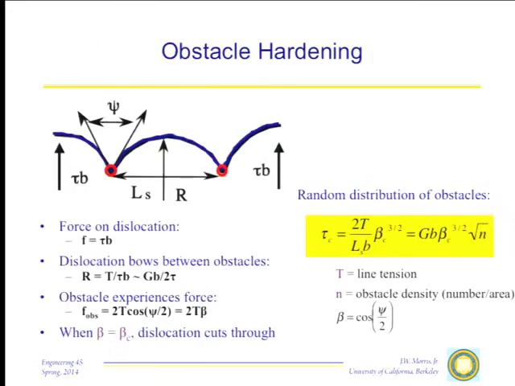The alternative way of hardening a material is by putting obstacles into grains that inhibit dislocations. And there's kind of a universal model of obstacle hardening that we can use. It's pretty simple, and it kind of works like the following.